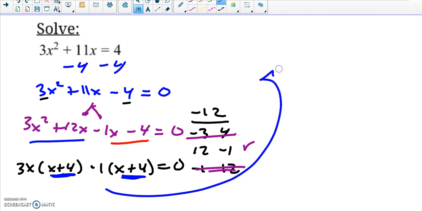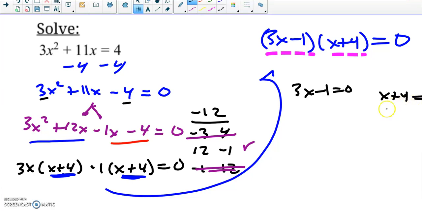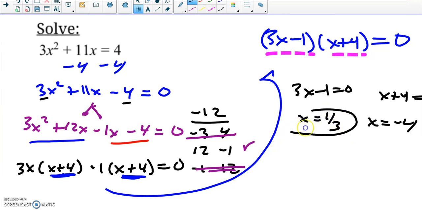Let's go back up over here. So it must factor as 3x minus 1 times x plus 4, and it's equal to 0. Okay? And now I just use my zero product property like we have been. Set each one of those individually equal to 0 to get my two solutions. Sorry, I went off the page there. I get negative 4. I get 1/3. And those are my two x values. Those are the two solutions to this equation.